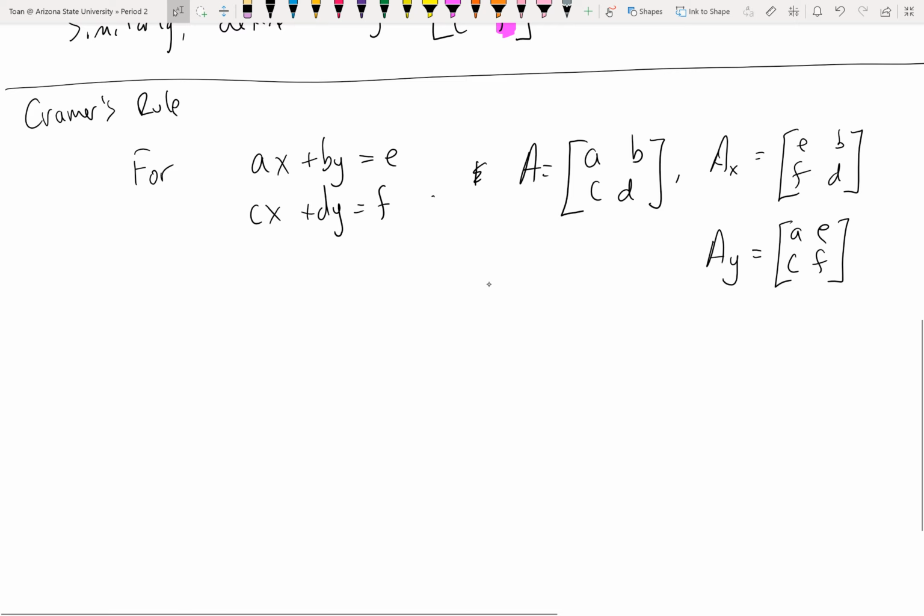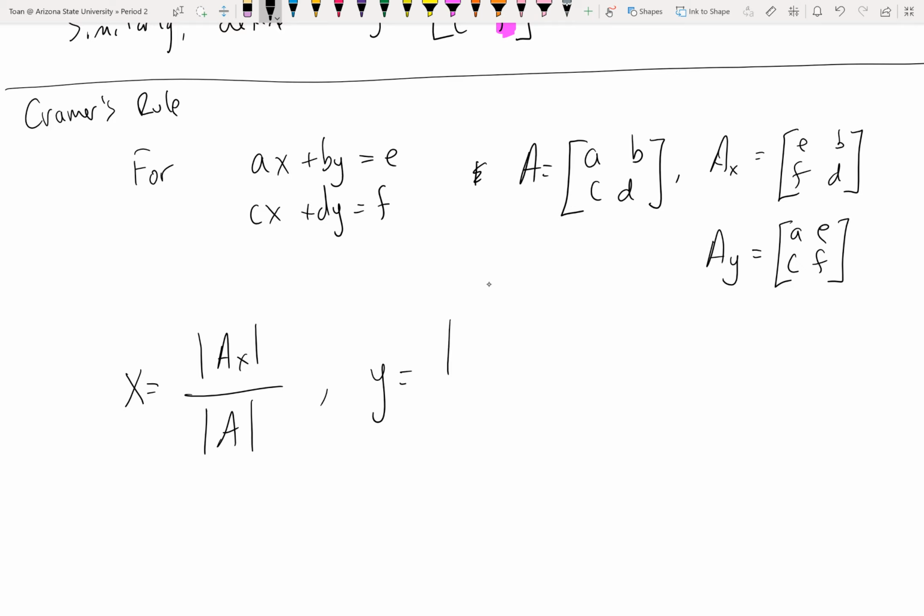For any system, you can create these matrices, and therefore, the x answer is just the determinant of the A sub x matrix divided by the determinant of the original A matrix. And the y answer is the determinant of the A sub y matrix divided by the determinant of the A matrix. This is a true statement, which is a pretty cool idea that you can use determinants of matrices to solve systems. Who would have thought? Well, I guess Gabriel Cramer thought of it because he's the one who came up with it, and that's why we name it after him.